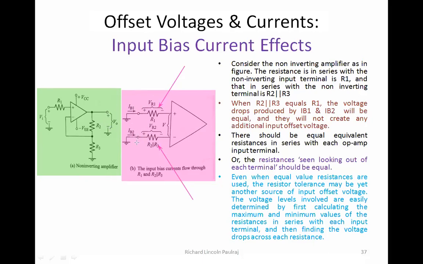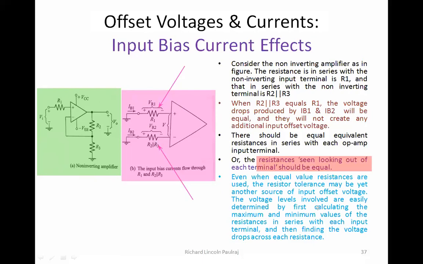So basically, it's practically very hard to get these kind of conditions. That's why we are learning about these bias currents, and what can happen if there is a mismatch. So that's the importance. Fine. The resistance seen looking out of each terminal should be equal. Now this is important, and I want all of you to make note of this. Resistances seen looking out of each terminal should be equal, so both of these resistances should be the same.